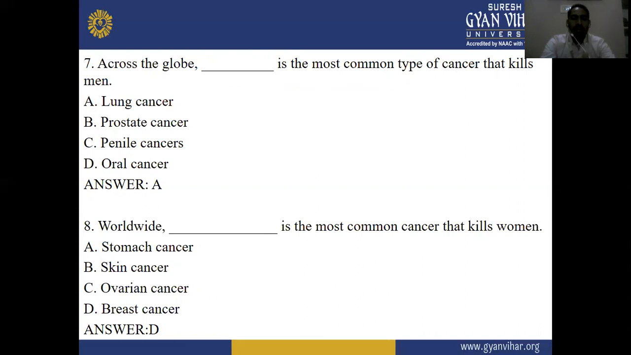Next question. Worldwide, fill in the blanks: blank is the most common cancer that kills women. Option A is stomach cancer, option B is skin cancer, option C is ovarian cancer, and option D is breast cancer. The right answer is D, breast cancer. Worldwide, breast cancer is the most common cancer that kills women.